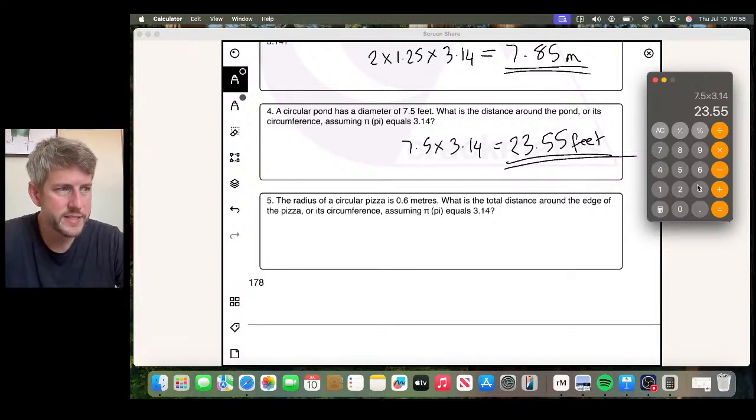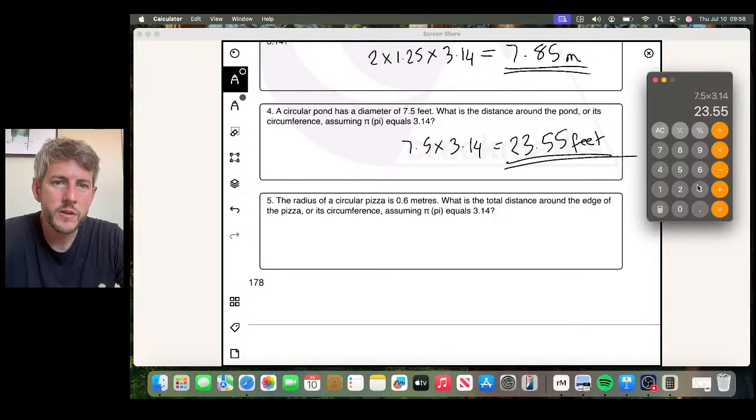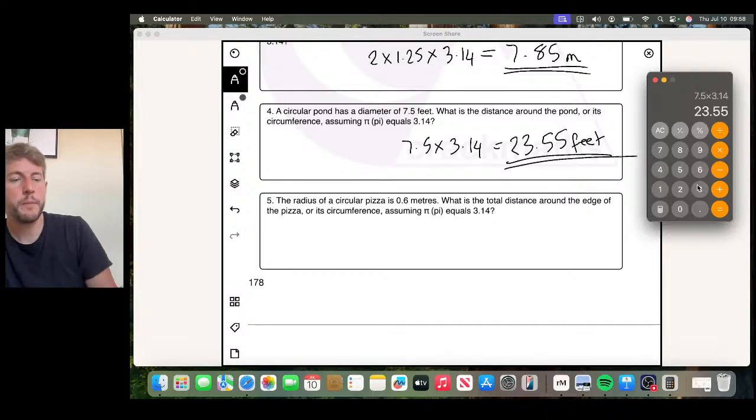Question 5 says, the radius of a circular pizza is 0.6 meters. What is the total distance around the edge of the pizza, or its circumference, assuming that pi equals 3.14. Okay, so here we go.